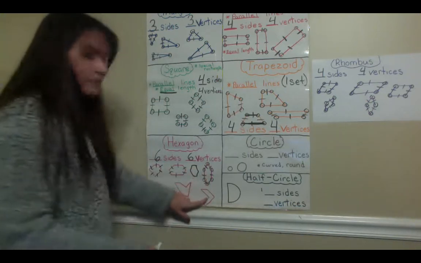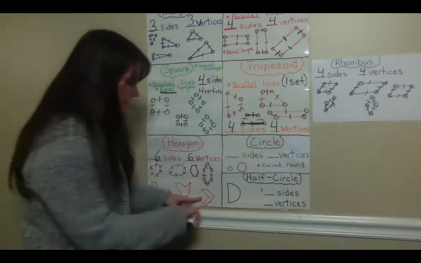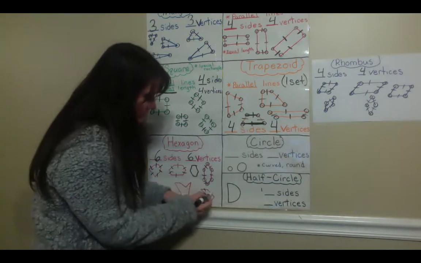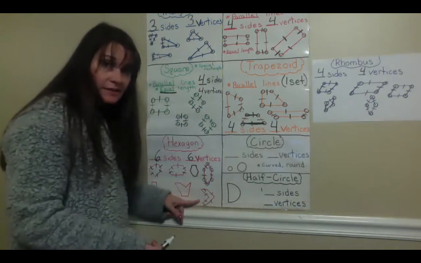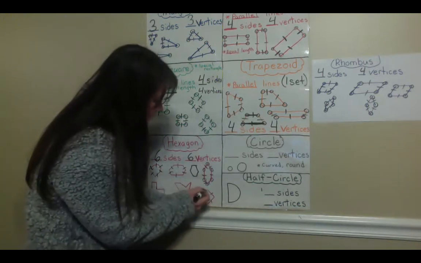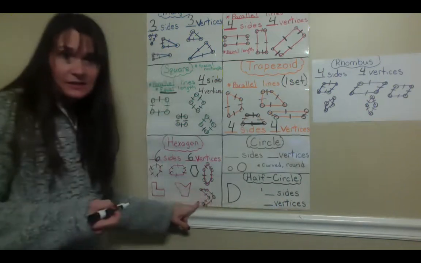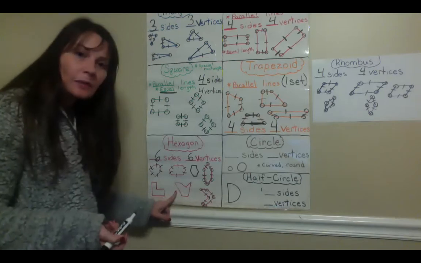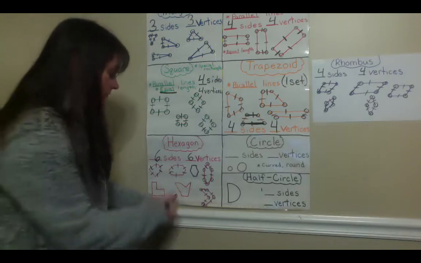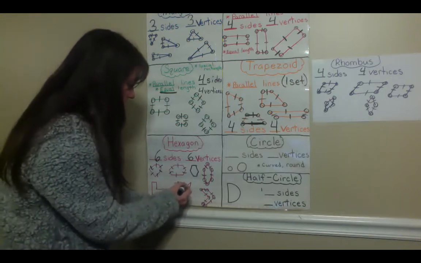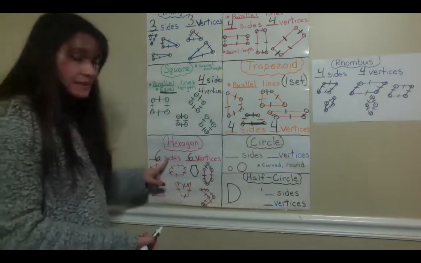It can be like this. This shape doesn't look like the normal shape that we saw, but it has 1, 2, 3, 4, 5, 6 sides, and it has 1, 2, 3, 4, 5, 6 vertices. Same thing with this one. Is this one a hexagon? Let's find out. 1, 2, 3, 4, 5, 6. It has 6 sides.